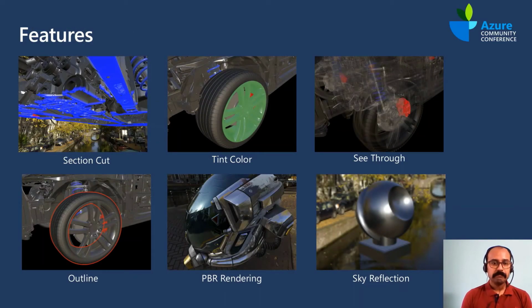Okay. So these are some of the features that are powered by Azure Remote Rendering. You get a section cut, which is also called a cross-section feature. Then you can do a tinting of a particular part with a color of your choice. Then you can also create a see-through. We always call this an X-ray in our regular VR projects, I guess. You can do outlining, and you can do PBR rendering that allows you to have a real-life rendering of the 3D model. Of course, you can do sky reflection. And there are a lot more features available out of the box, which you can really try.